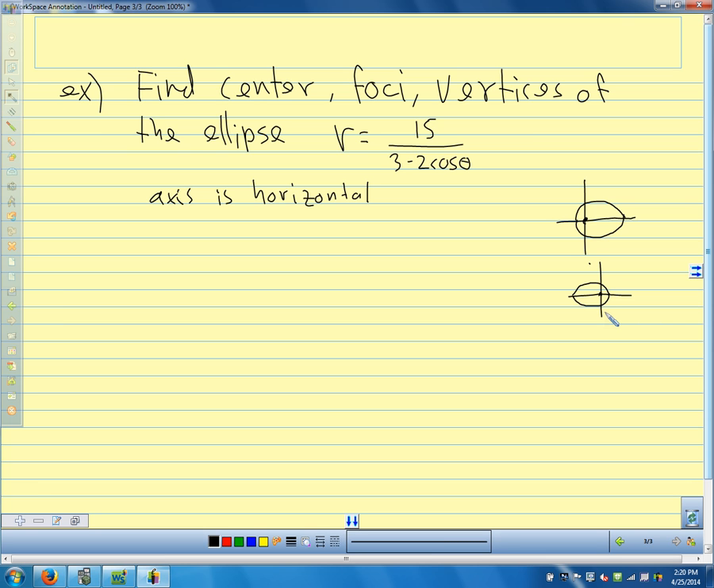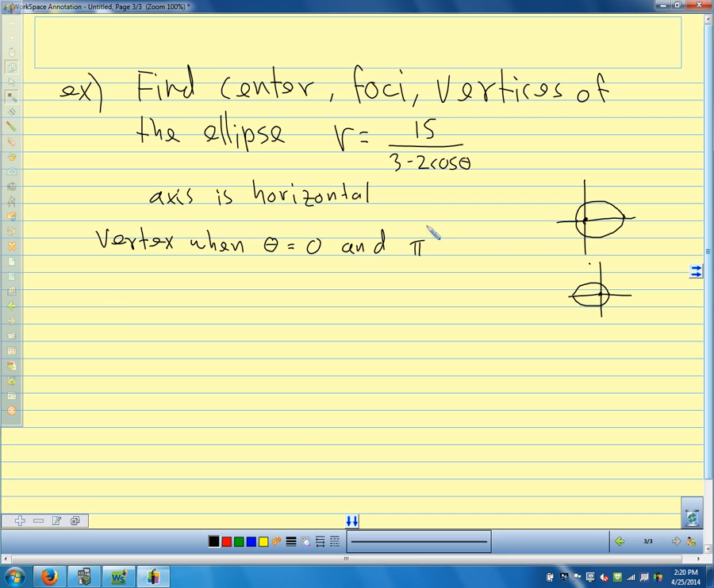The vertices are extremely easy to figure out. How can we figure out where the vertices are? What angle is this? 0. One vertex is going to be when theta equals 0, and one vertex when theta equals pi. Plug in theta equals 0, I get one vertex here or here. Plug in theta equals pi, I get another vertex here or here. If it were a vertical ellipse, we'd get one vertex at theta equals pi over 2 and one at theta equals 3 pi over 2. Really easy to find the vertices. Same thing with a hyperbola, same thing with a parabola. We just decide which axis we're on, and that angle tells us where the vertices are.